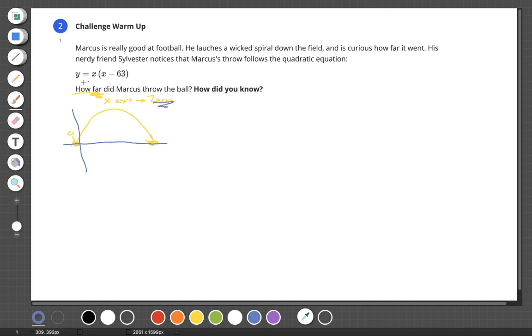How do you find the zeros from this factored form quadratic? Well, just like problem number 1, you use the zero product property. So how do we do that? Well, we're going to take each of our factors and set it equal to 0. So let's rewrite this over here. So y equals x times x minus 63. We're going to use the zero product property.